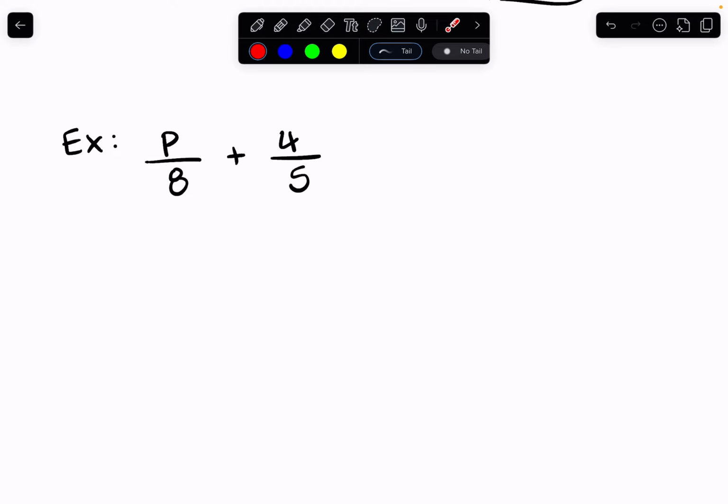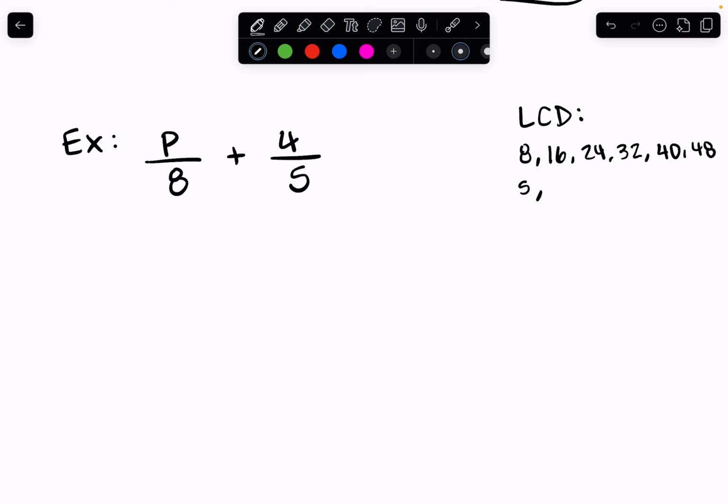So this is where we're going to have to go back to step 1, and we need to find your LCD. All right, and so we just have numbers on the bottom, and so when you do that, all you have to do is list out the multiples. And so when you do the multiples, again, it's going to just be whatever this number is times another. So 8 times 1 is 8, 8 times 2 is 16, 8 times 3, 24, 8 times 4, 32, 8 times 5 is 40, 8 times 6, 48, I'll go up to that.